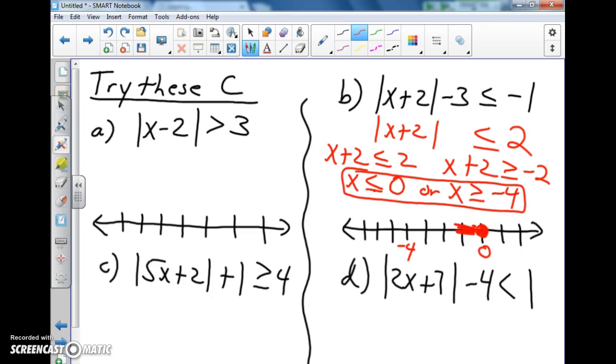Now look at -4. Is it hollow or filled in? Filled in. And which way do you shade that one? To the left or to the right? To the right. Very good. It's greater than, to the right. So these two run into each other, right? Like that. There you go. You got it. Problem's over.